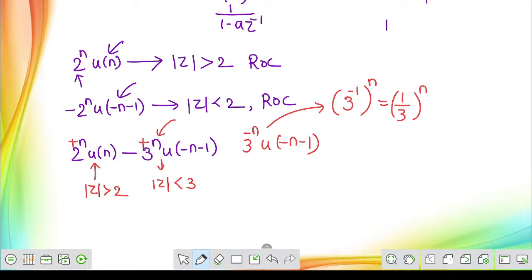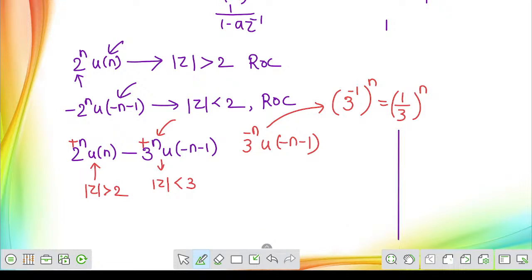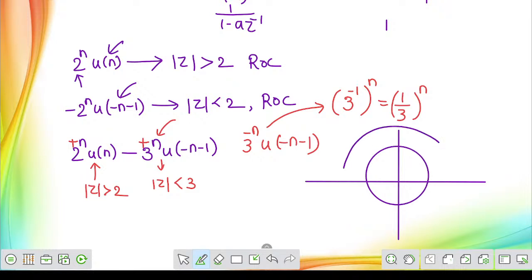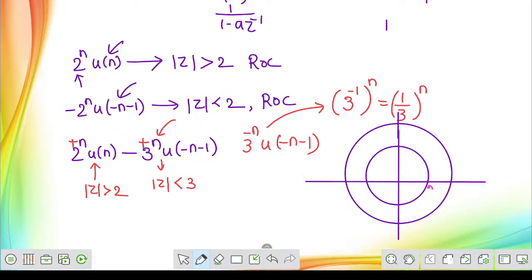Fine, sir. Now, if you are drawing the ROC for the first function, let me club the ROC together. For the first one, the region of convergence should be greater than 2. For the second one, the region of convergence should be less than 3. So the complete ROC is going to be the common ROC. Now, you have to choose the common region for both. First person is standing at 2, second person's value is less than 3. Less than 3 means you will have to consider the total portion, mod z less than 3, because this is a left-sided sequence.